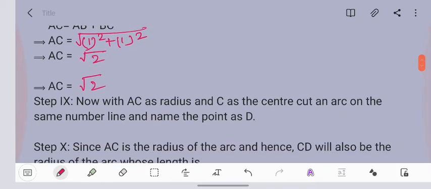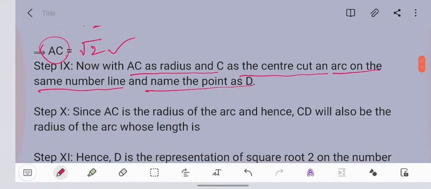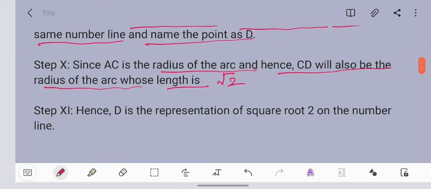Okay, now after getting a square root of 2 as AC, which is hypotenuse, now with AC as radius and C as the center, cut an arc on the same number line and name the point as D, because we want a square root of 2 on the number line, not above it. So what we have got here is the hypotenuse. This is what the hypotenuse is. Since AC is the radius of the arc, and hence CD will also be the radius of arc, whose length is a square root of 2 here. And D is the representation of a square root of 2 on the number line.